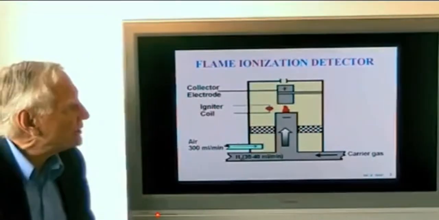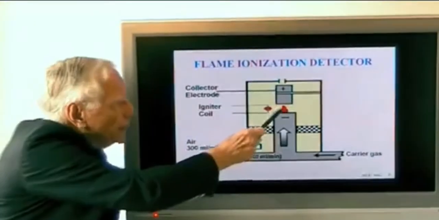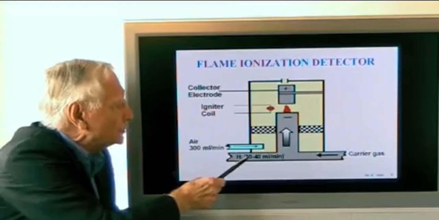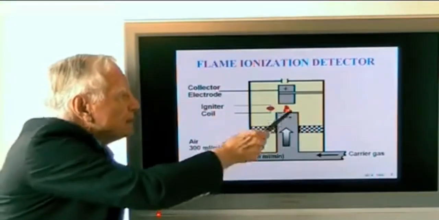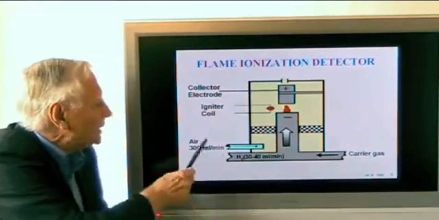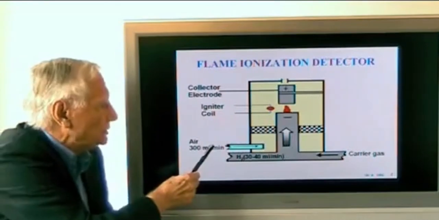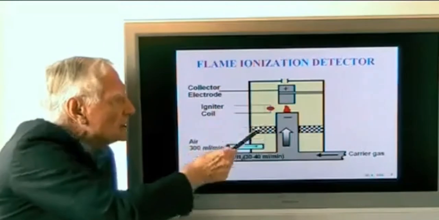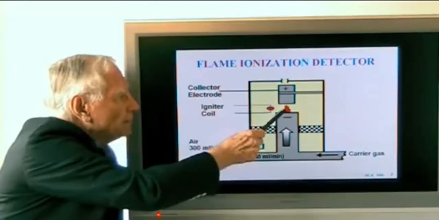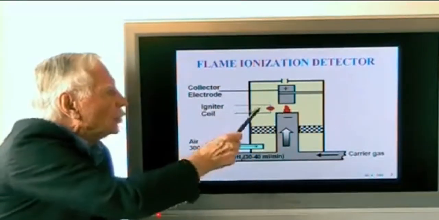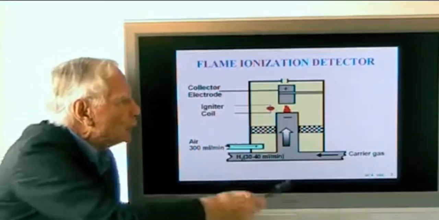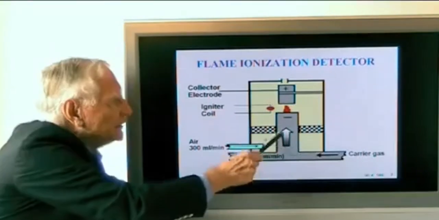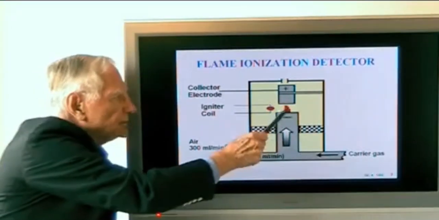The flame ionization detector is basically a hydrogen flame, very pure hydrogen, typically 30 to 40 milliliters per minute, burns here, supported by a supply of air supplying oxygen. Typically 300 to 400 milliliters of air enters this detector. That is used to support the flame. The flame is ignited by a simple coil right here, and then as organic compounds are carried from the GC column into the detector, they're combusted.